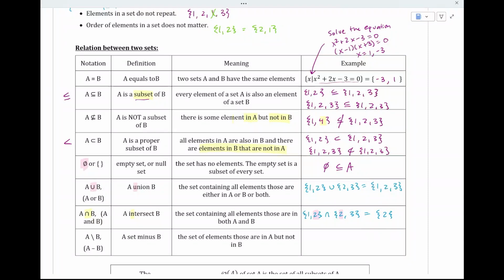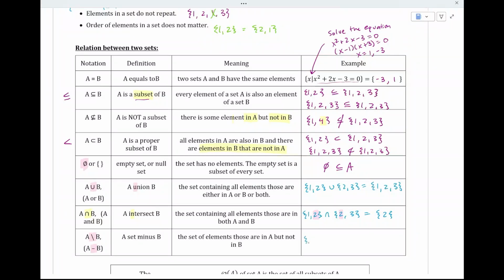Okay, last one on our list is A minus B. We can write it with the minus sign, or we can write it with the slash. It is set A minus set B. So that's all the elements that are in set A, but not in set B.